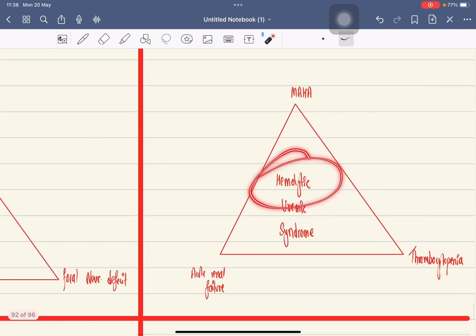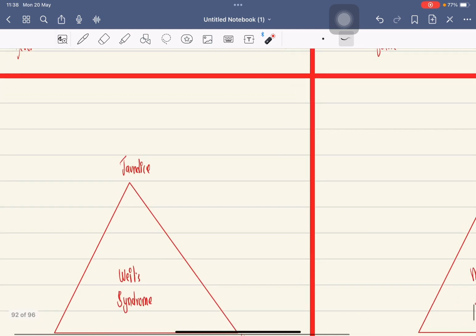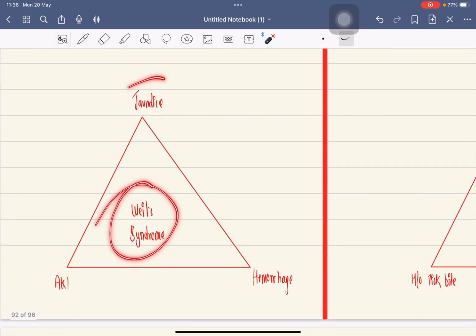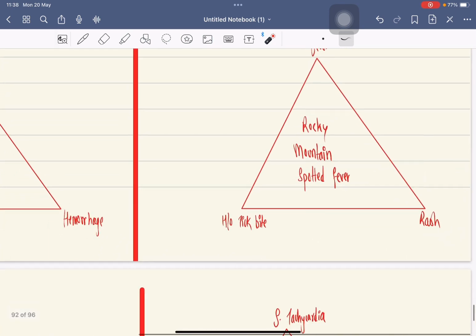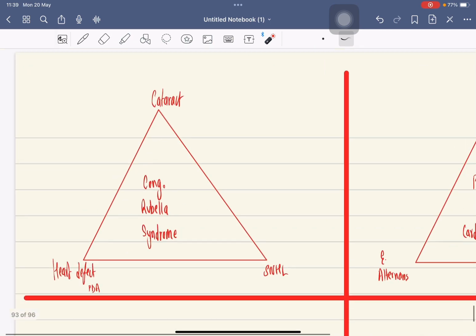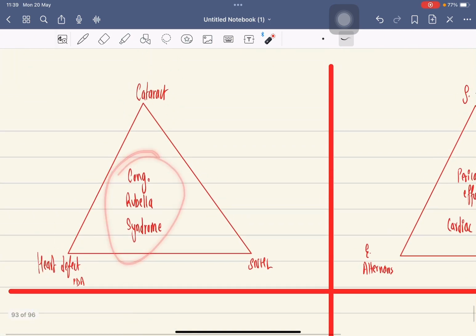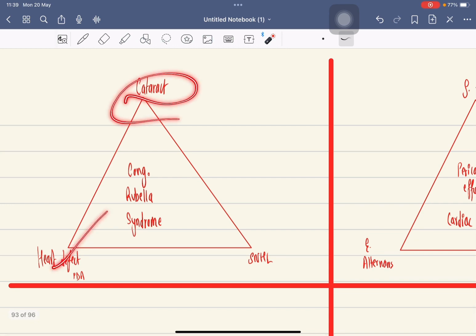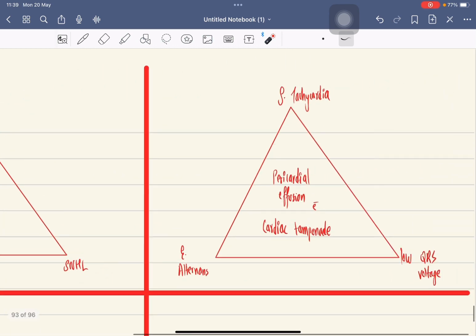Next, we have hemolytic uremic syndrome, which consists of microangiopathic hemolytic anemia, acute renal failure, and thrombocytopenia. Next, we have Weil's syndrome, which consists of jaundice, AKI, acute kidney injury, and hemorrhage. Next, we have Rocky Mountain spotted fever, which consists of the history of tick bite, rash, and fever. Next, we have congenital rubella syndrome, which consists of cataract, heart defect like PDA, and sensorineural hearing loss.